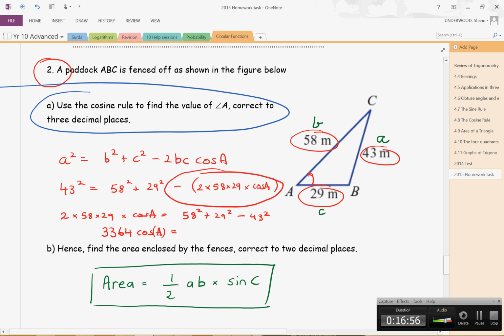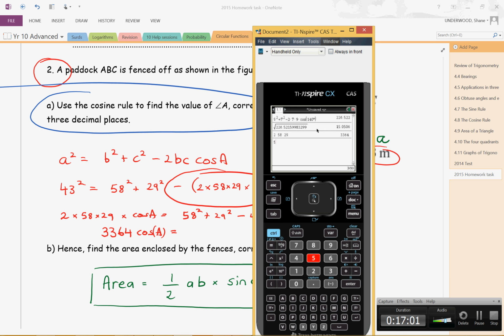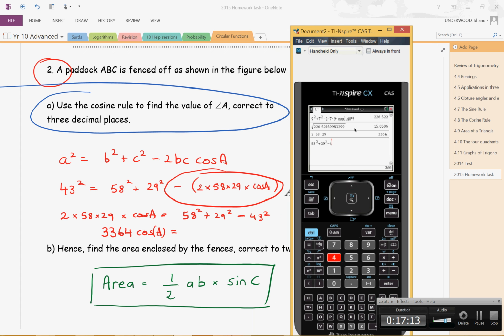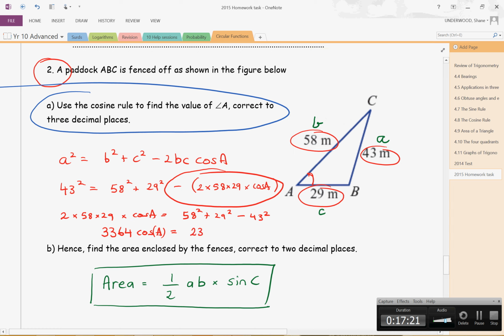Now, let's simplify the right-hand side. So I've got 58 squared plus 29 squared minus 43 squared. Is that right? Yes, minus 43 squared. That gives 2,356. Now, that's looking a bit better, isn't it?